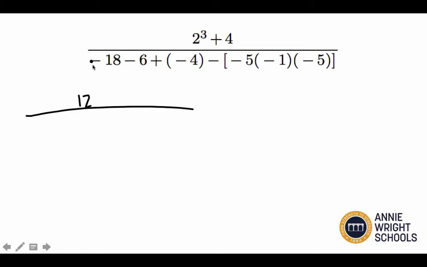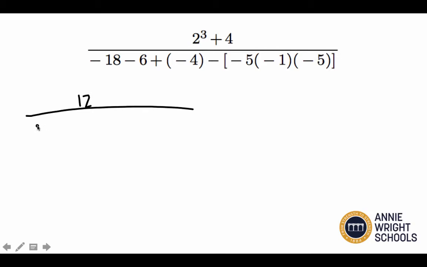Okay, so this is a negative 18 minus a 6 plus a negative 4 minus all of this, which looks like it's just negative 5 times negative 1 times negative 5. So that would be negative 25. You see how I got that? A negative times a negative is positive, times another negative is negative. 5 times 1 times 5.